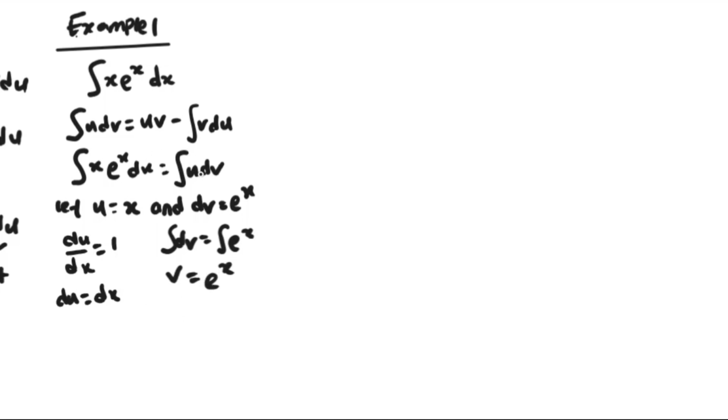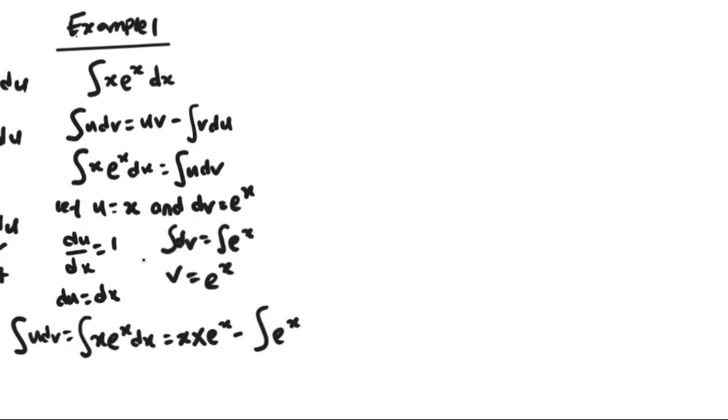So here now, integral u dv, which is now integral x e raised to power x dx, will now be equal to uv. So our u is what? x, multiplied by v, e raised to power x, minus integral v du. Our v is e raised to power x multiplied by du. du is now equal to what? dx. So this will be dx.